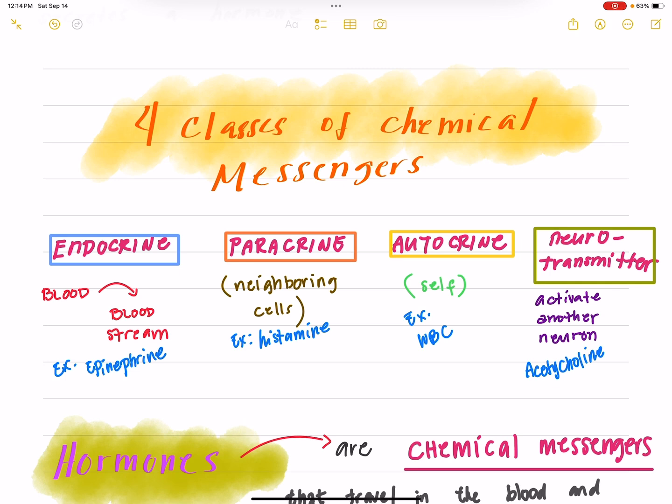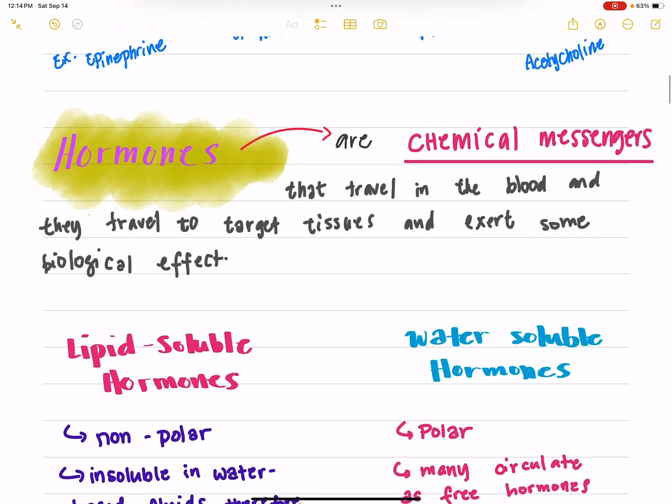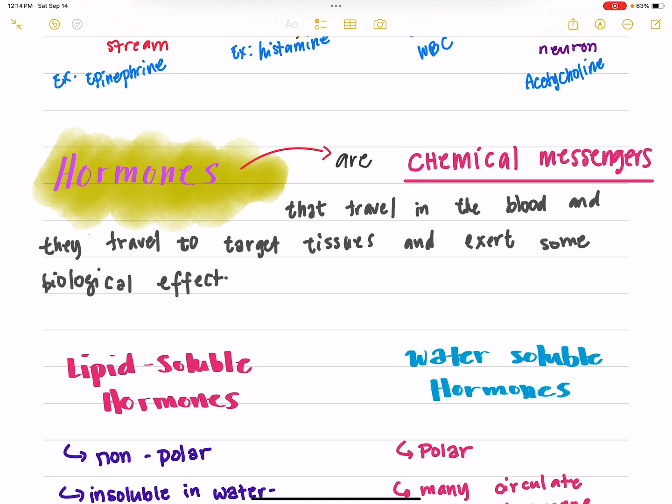Next is the neurotransmitter. So, neurotransmitters are secreted by the neurons to activate another neuron, muscle cell or glandular cell, secreted into a synaptic cleft. An example is acetylcholine. Okay. So, ang hormones naton, hormones are chemical messengers. They travel to target tissues and exert some biological effects.